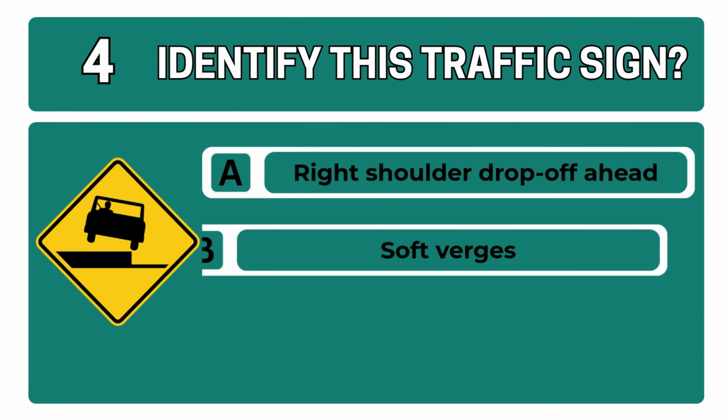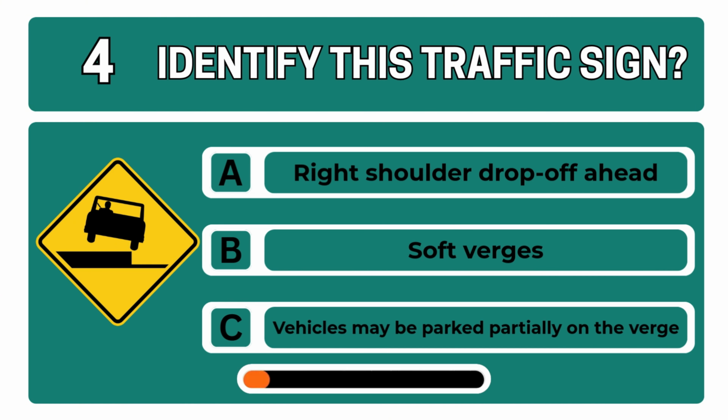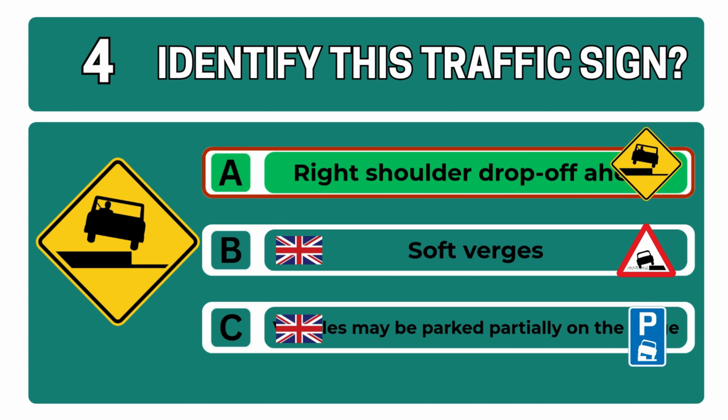Question 4. Identify this traffic sign. A. Right shoulder drop off ahead. B. Soft verges. C. Vehicles may be parked partially on the verge. The answer is A. Right shoulder drop off ahead.